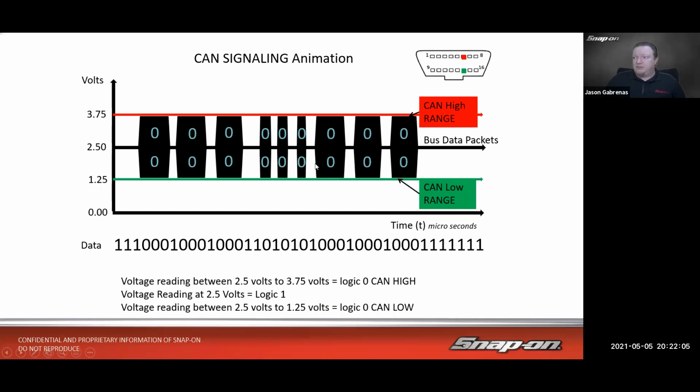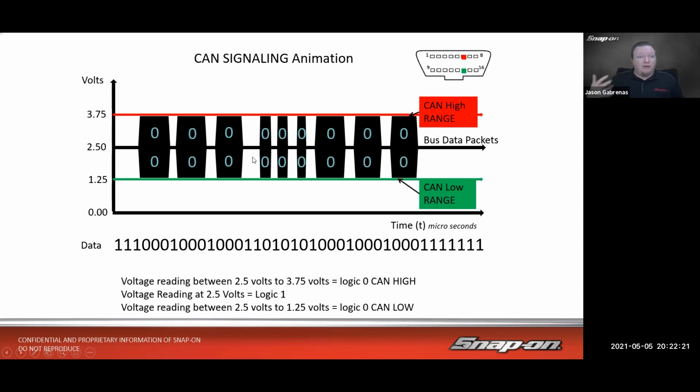And then when it's not transmitting, we see 1s. As long as the idle state is at around 2.5, and the high side doesn't go above 3.75, and the low side doesn't go below 1.25, we're in pretty good shape. That would be considered a valid data range there.